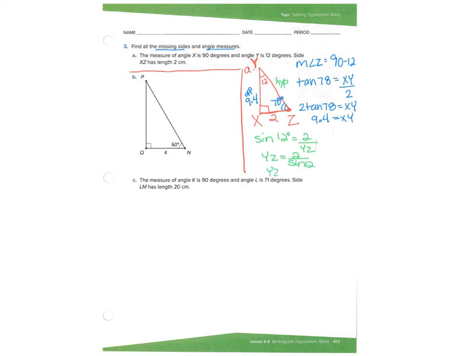And so now I need to calculate my YZ. Let's do 2 divided by the sine of 12 on our calculators. And we get 9.6 for our hypotenuse.